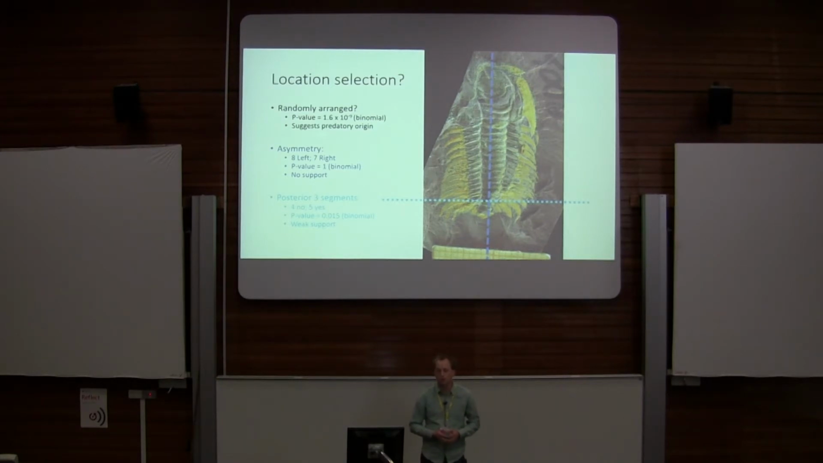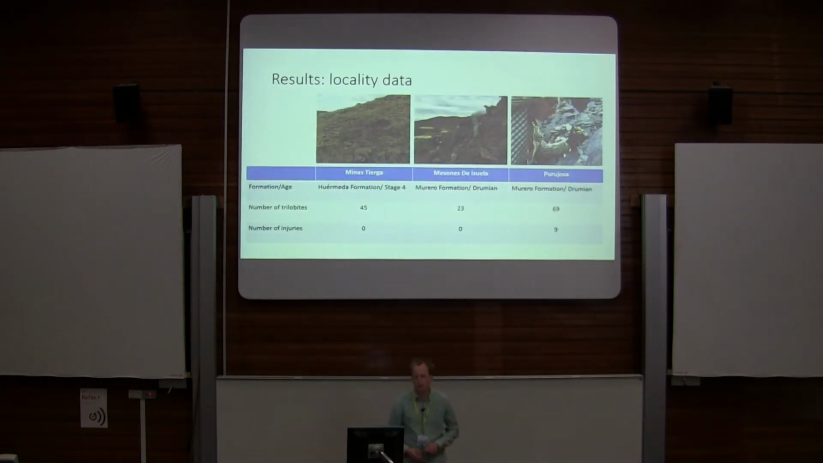How about asymmetry? So there was no support for asymmetry in injury location, and from our limited samples, there is weak support for the rear three segments of the trilobite being injured more often than we'd expect. But more exciting to me was actually the locality data. So all our injuries were from the same place. The other two sites had no injuries at all. So what was causing this? And how can we dig down and see that this is potentially a real thing?